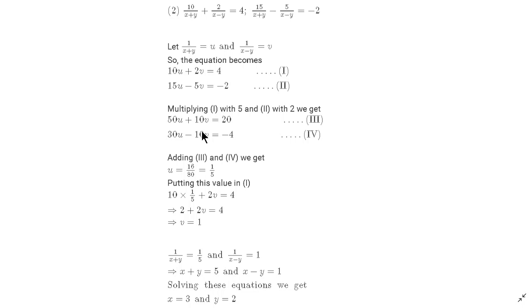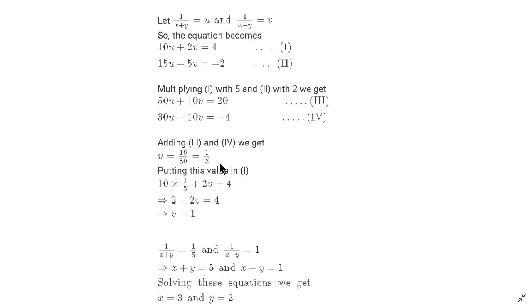So 10v can be cancelled, right? When there are different signs, we just add them; when they are the same sign, we subtract. Adding the equations, we will get the value of u, then we will put this value in any of these equations and find the v value. After getting the values of v and u, you should be using them to calculate x and y.